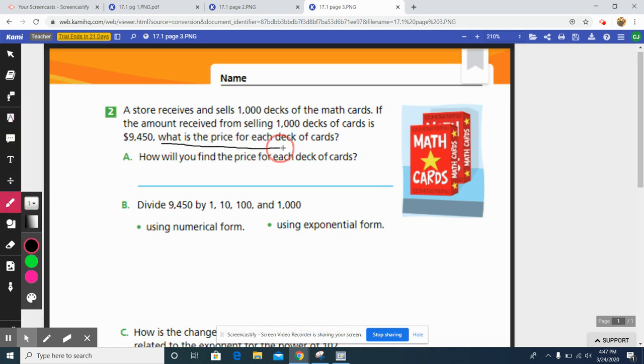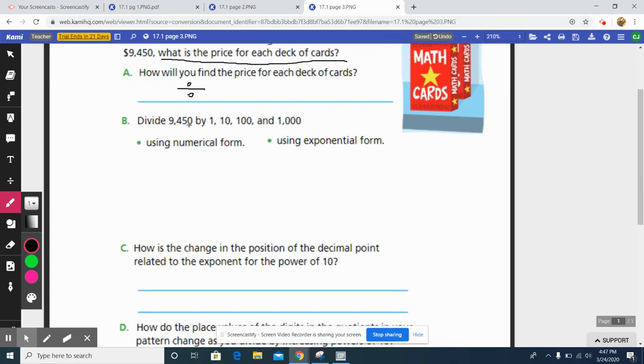What is the price for each deck of cards? Okay, so what are we going to have to decide? Are we going to add, subtract, multiply, or divide? We've got a whole of $9,450. We sell them in 1,000 decks. So what are we going to do? We're going to divide. So how will we find it? We will divide. Okay, so it says divide 9,450 by 1, 10, 100, and 1,000.